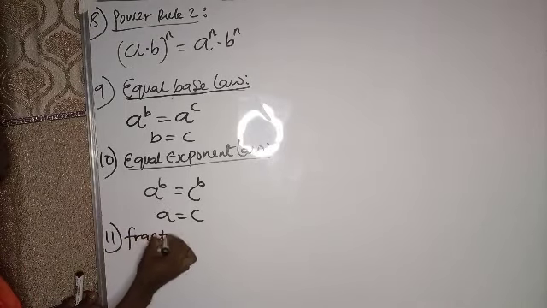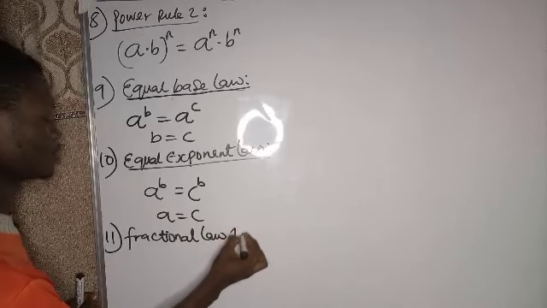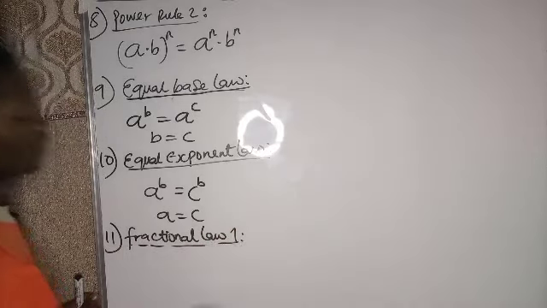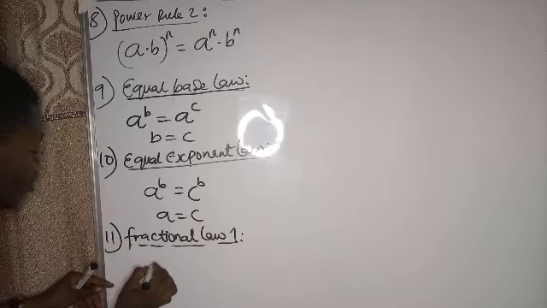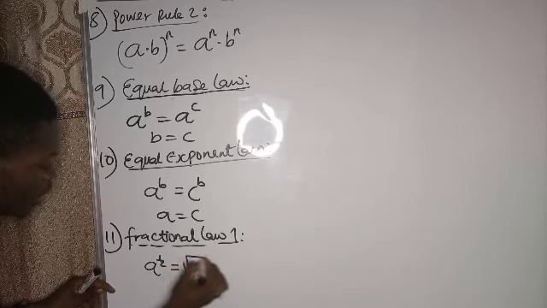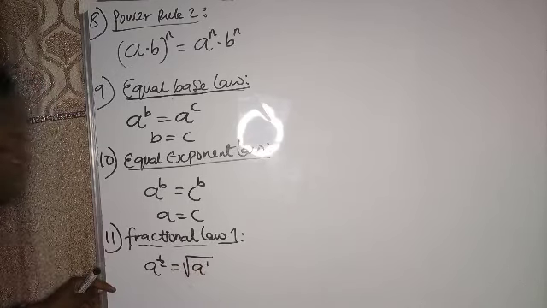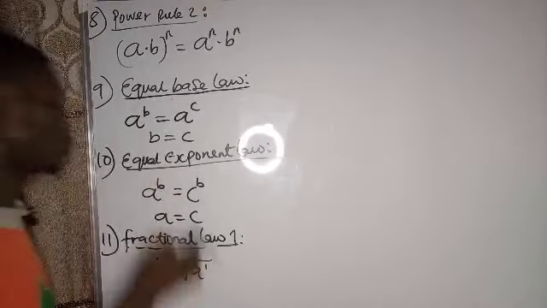So number 11, fractional law 1. Fractional law 1 is telling us that if you have a raised to the power of 1 over 2, that is equal to the radical of a raised to the power of 1. That's the square root of a raised to the power of 1. So that's fractional law 1.